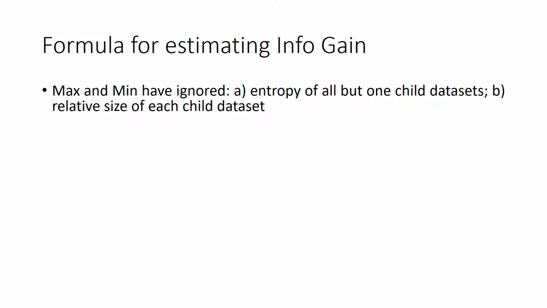So max and min have ignored entropy of all but one child data sets. Max has looked at only the max child, the child data set that had the max entropy, and min has only looked at the child data set that had the min entropy. They have also ignored the relative size of each child data set, right? So clearly max and min are not suitable in this formula. I need to combine the entropy of left child and the right child in some other way.